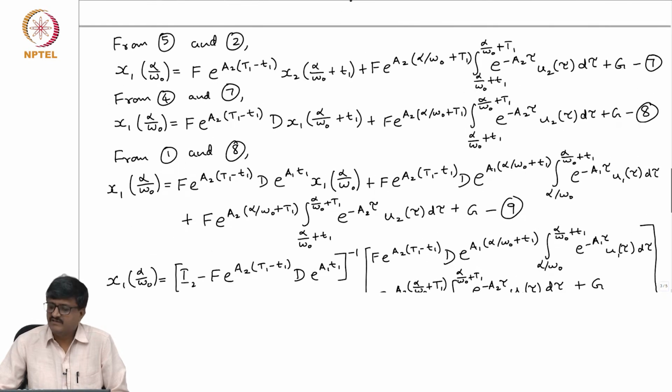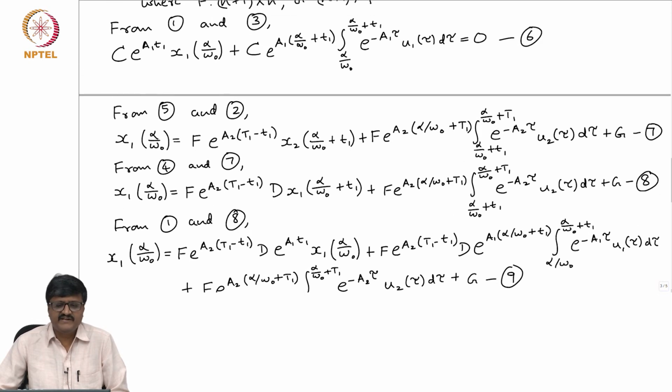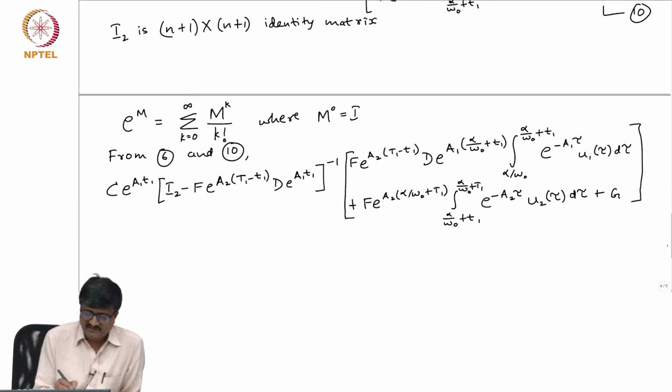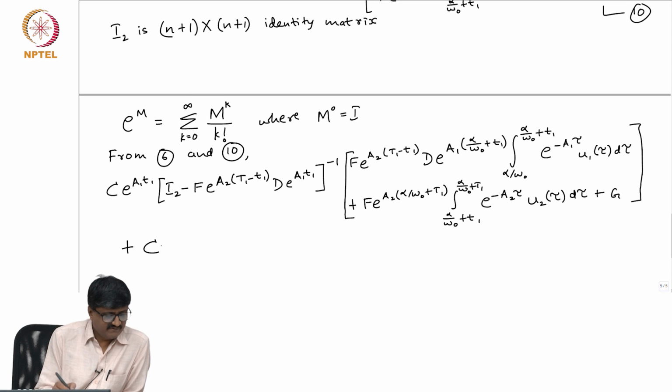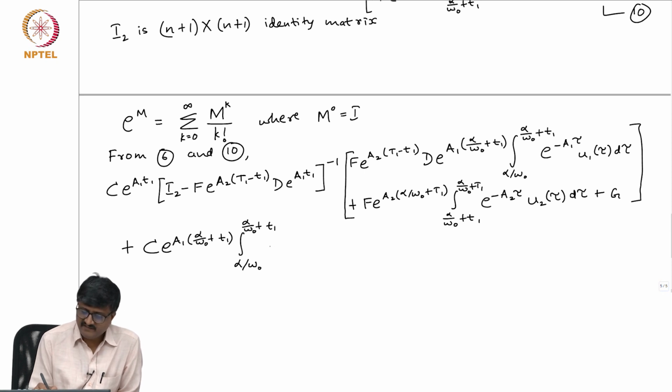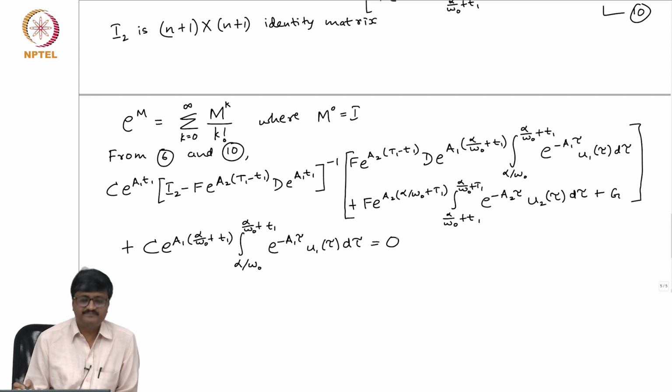If you look at equation 6, this is the first term. The second term is written as it is. The second term of equation 6 on the left hand side is C exponential a1 alpha by omega o plus t1, integral alpha by omega o to alpha by omega o plus t1 exponential minus a1 tau u1 of tau d tau. This is equal to 0.